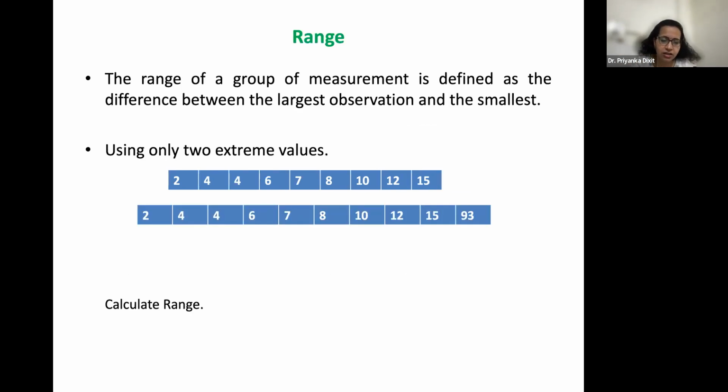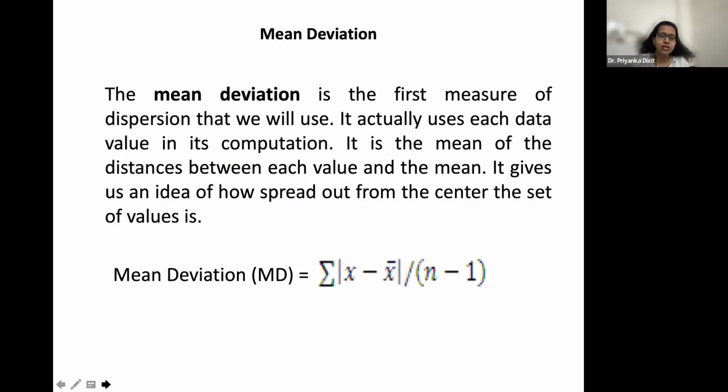So we are going to discuss the mean deviation. What is mean deviation? The mean deviation formula I have written: summation |xi minus x bar| divided by n minus 1. What is xi? xi is nothing but the different values of x, and x bar is nothing but the mean of the data set.